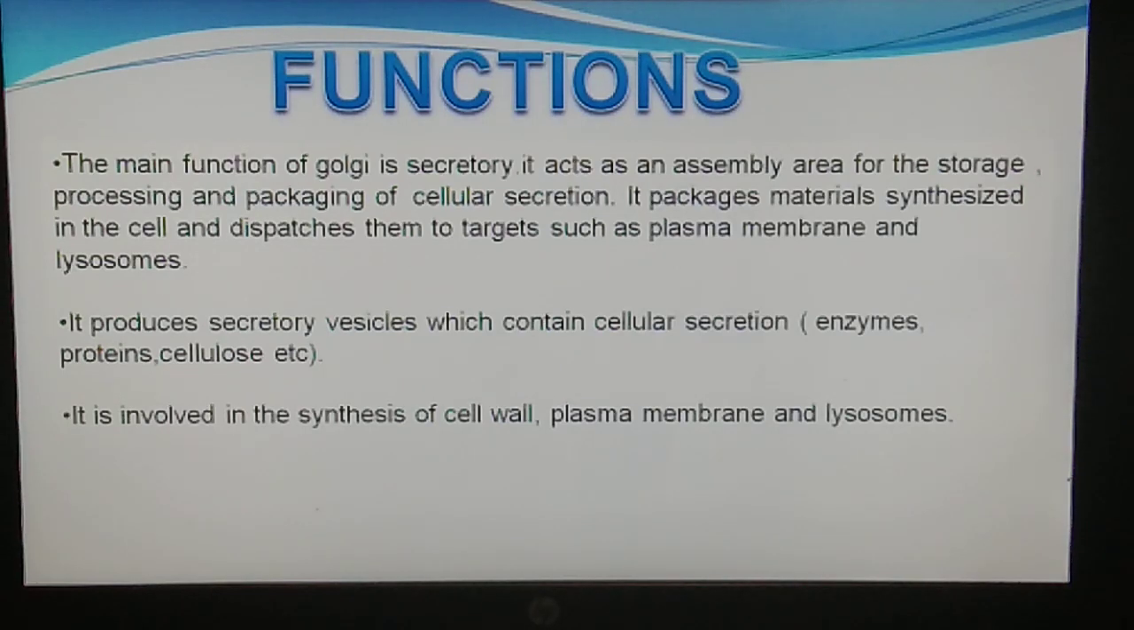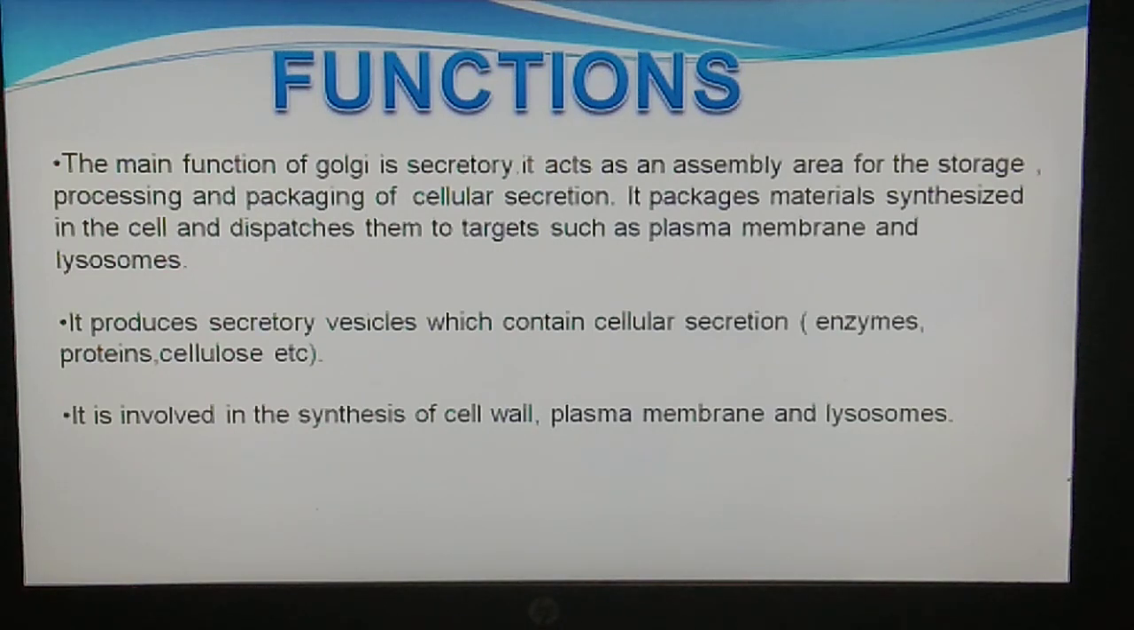So anything that is being formed, like we will be studying later on about the endoplasmic reticulum, students, which forms or helps in forming the proteins. Finally, these proteins are being stored, processed and packaged up with the help of the Golgi apparatus. It also produces secretory vesicles which contain cellular secretion.